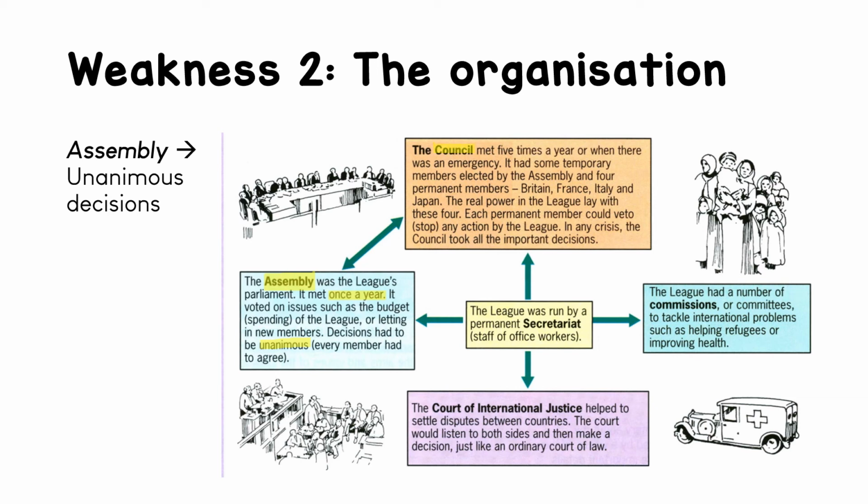Now, the Council was a small group of countries that would meet 5 times a year, or if there was an emergency. The Council had temporary and permanent members. These temporary members were elected, usually for 3-year periods, and the permanent members were Britain, France, Italy, and Japan. When Germany joined the League in 1926, it also became a permanent member of the Council.